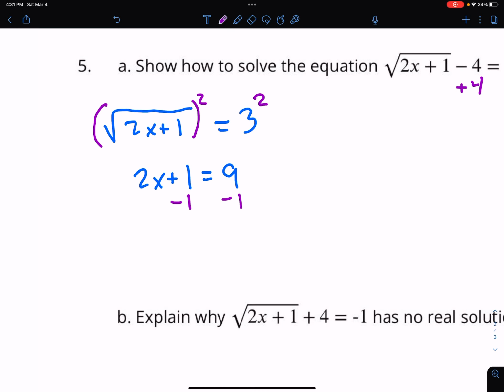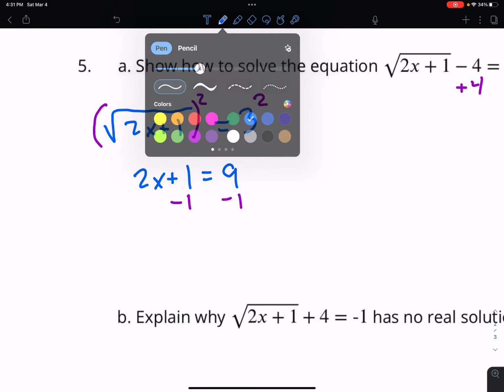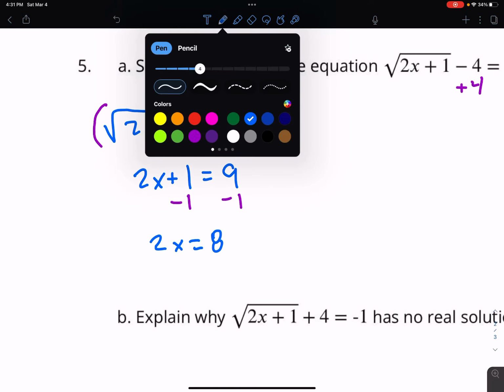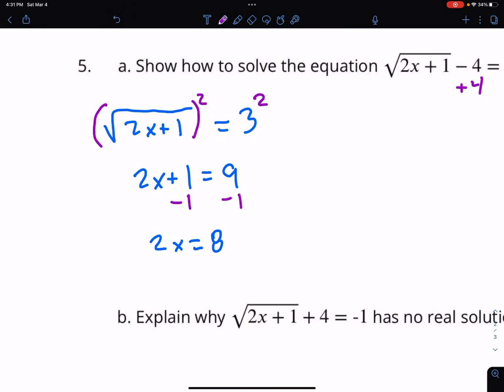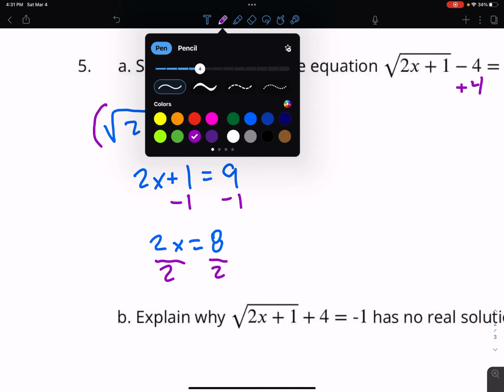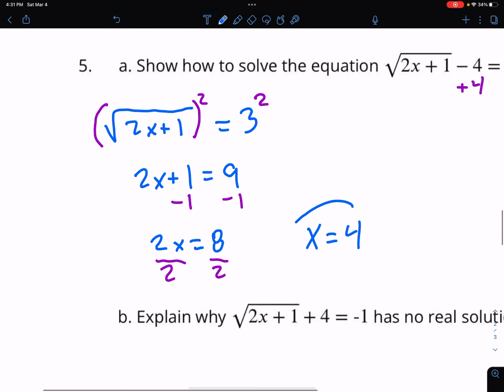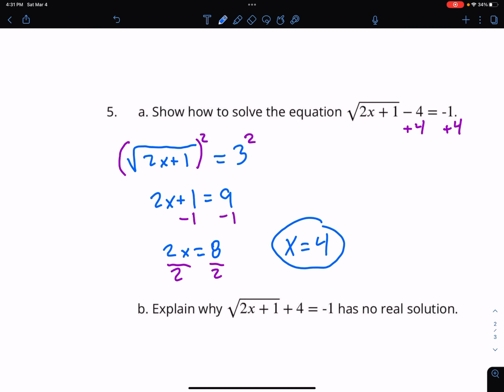So I kick that -1 over there across my equals sign, and now I ended up with 2x equals 8. 9 minus 1 is 8. I got 2x. How do I get x by itself? I'm going to do my inverse operation. I'm going to divide by 2 to cancel out that 2 times the x up there. And if I do something to one side, I got to do it to the other. Guess what? X equals 4. That's all we got to do. There we go. There's our final answer right there. X equals 4.